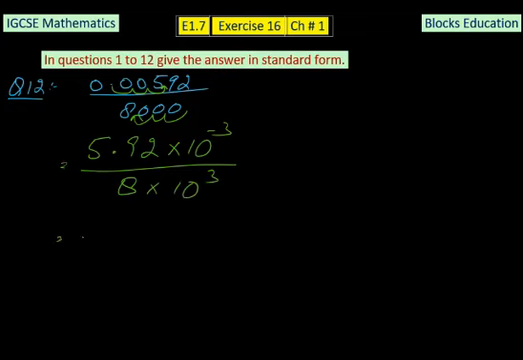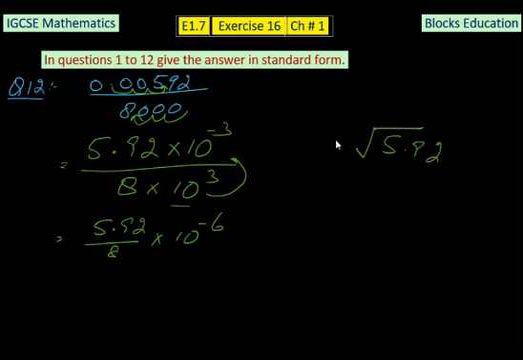And here we will move this 10 raised to power 3 up, so it will be 5.92 divided by 8 into 10 raised to power minus 3 is already there. Once this 3 will reach up, it will be minus 3. So minus 3 and minus 3 make minus 6. Now let's divide it quickly.